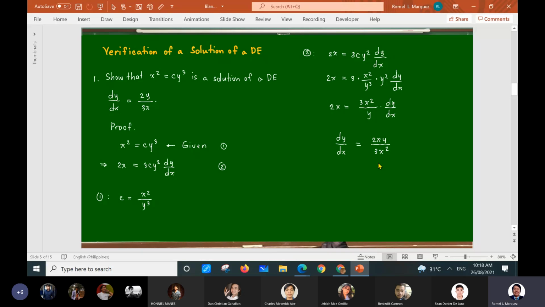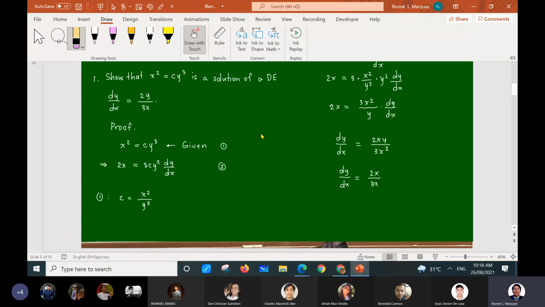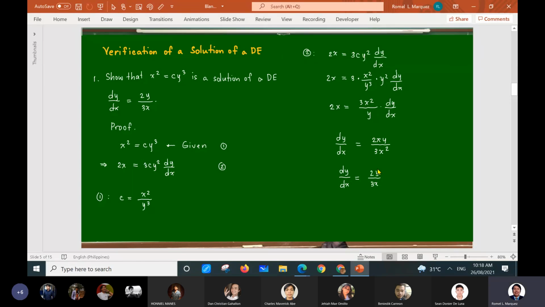Simplifying this further, we have what? Equals 2x over 3x. Am I right, guys? So what do you notice? Di ba 2y? Sorry, 2y over 3x. So this is 2y over 3x. What do you notice, guys?